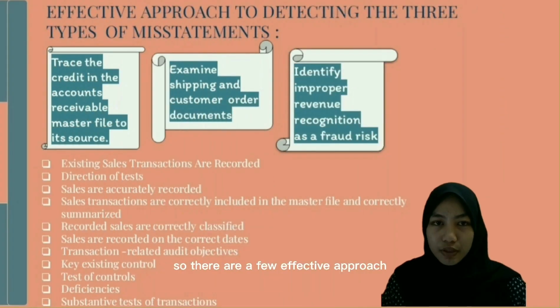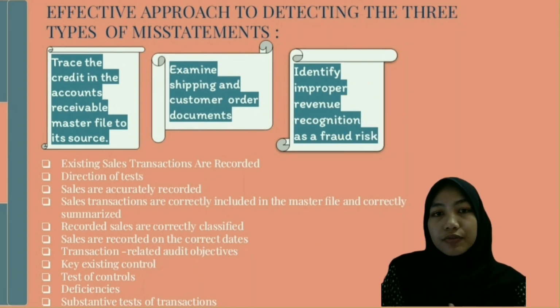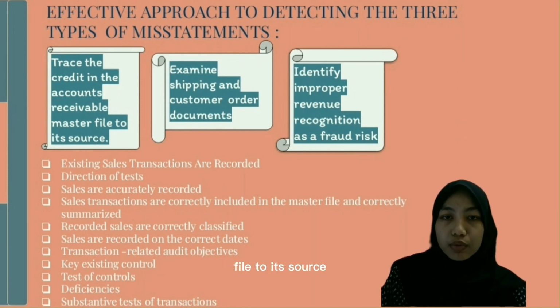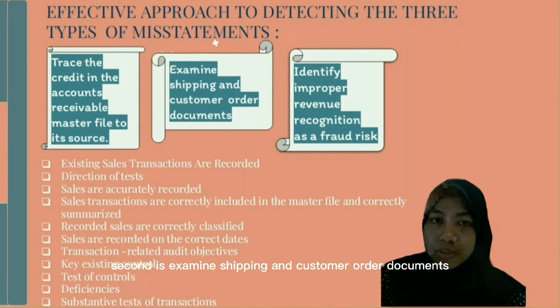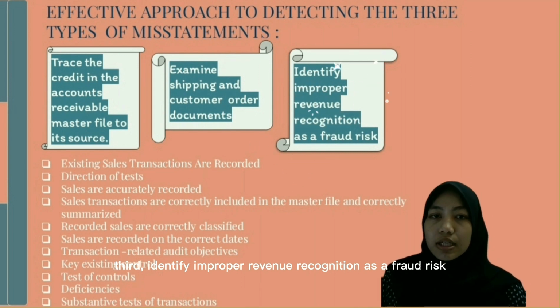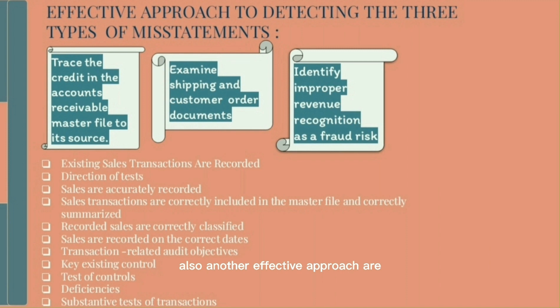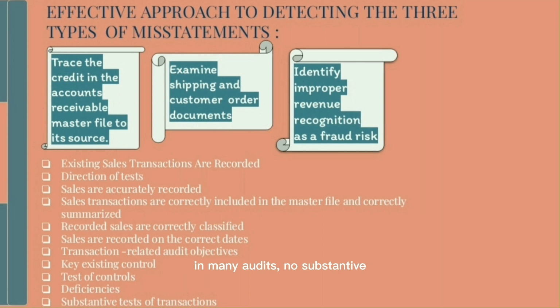So there are a few effective approaches to detecting the three types of misstatement. First is to trace the credit in the accounts receivable master file to its source. Second, examine shipping and customer order documents. Third, identify improper revenue recognition as fraud. Also, another effective approach is testing that existing sales transactions are recorded. In many audits, no substantive tests of transactions are done for the completeness objective.